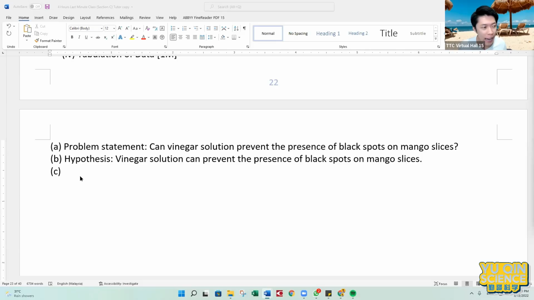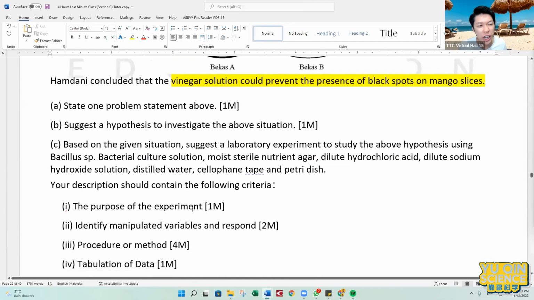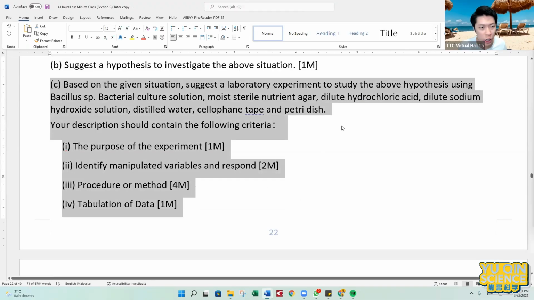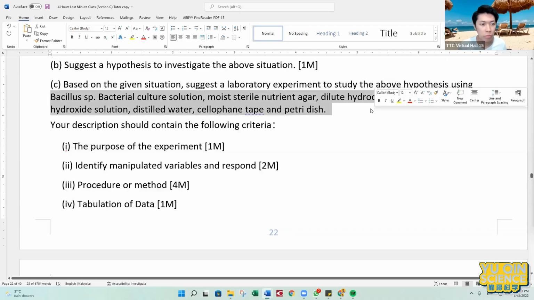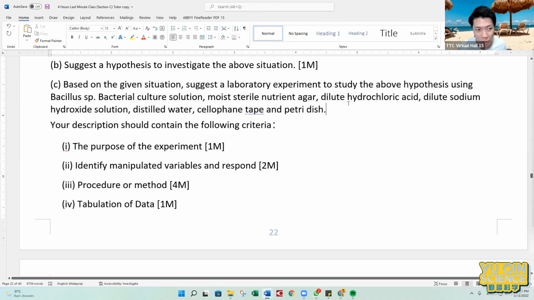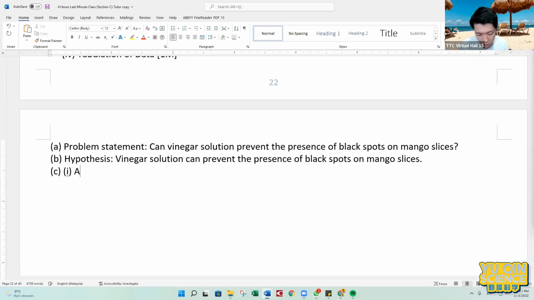Okay, from C onwards, you can realize that things change. The story changes. We have come back to our original experiment. Do you remember your compulsory experiment? We come back to hydrochloric acid, dilute sodium hydroxide, distilled water. These are the things that we're trying out. Now, C1 will be the purpose, or we call it the aim of experiment.